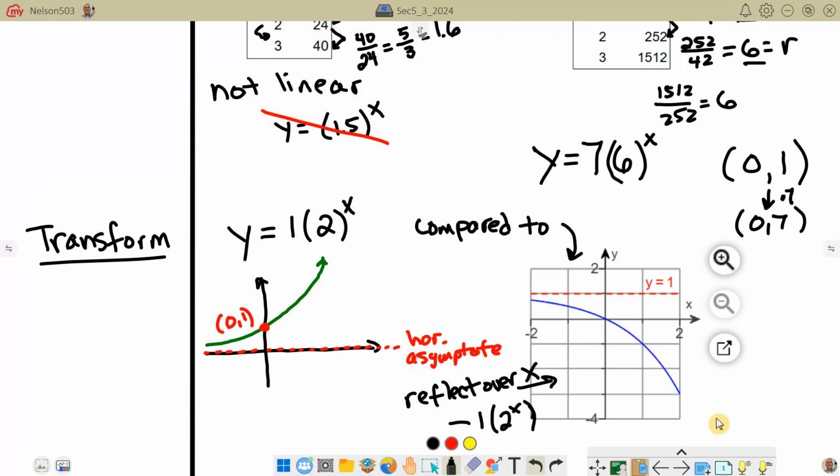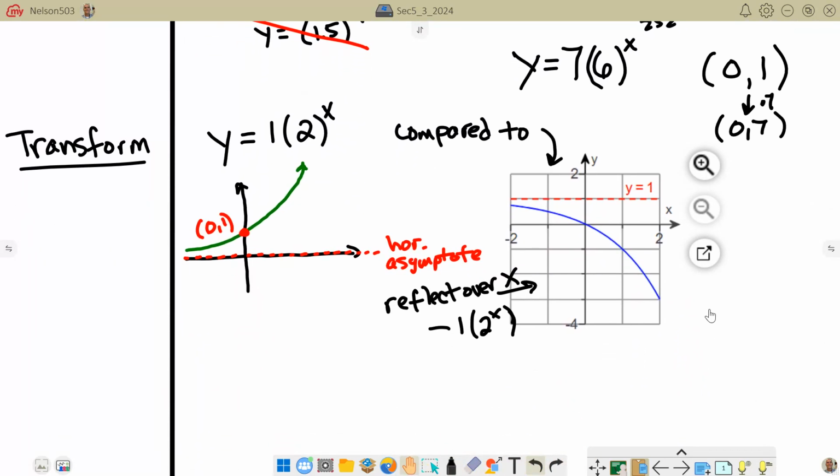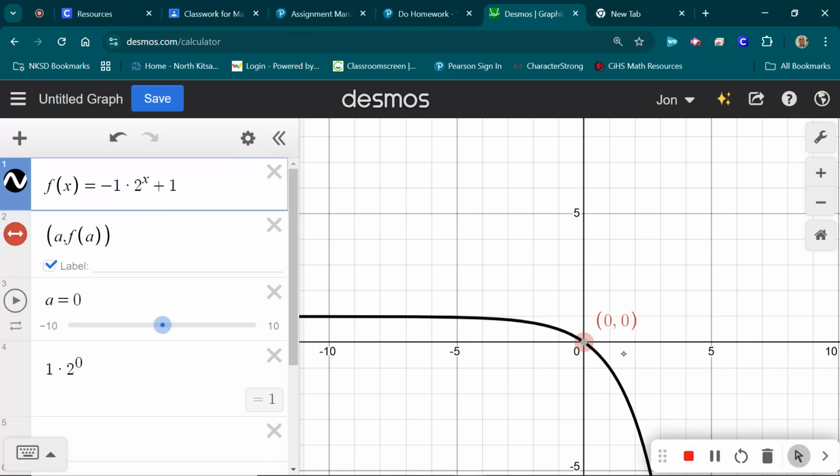So I'm feeling pretty good right now that this function right here is looking more and more like y equals negative 1 times 2 to the x power, okay? Oh, plus 1, we got to shift it up vertically, right? Now we might want to check a couple other things out. It's going through the origin, which is good.